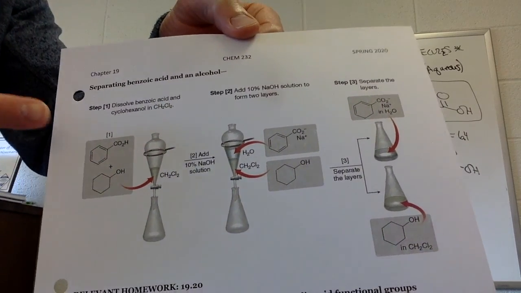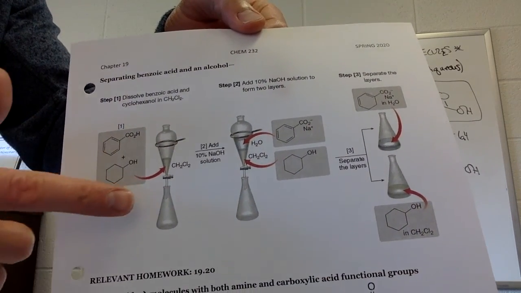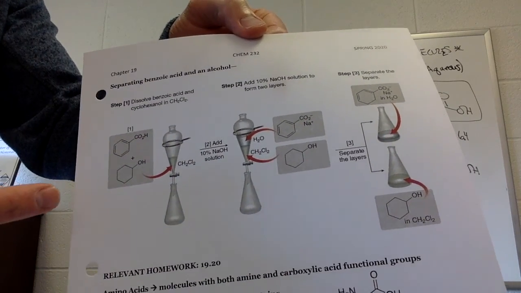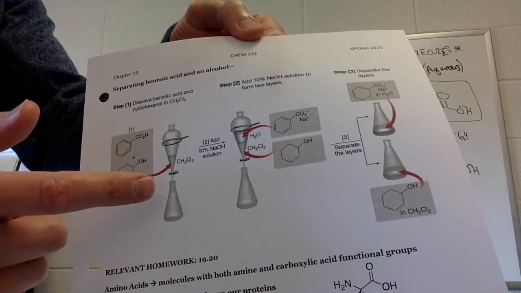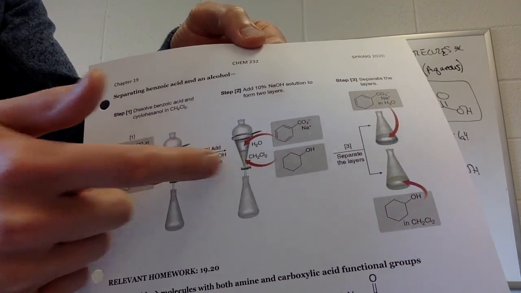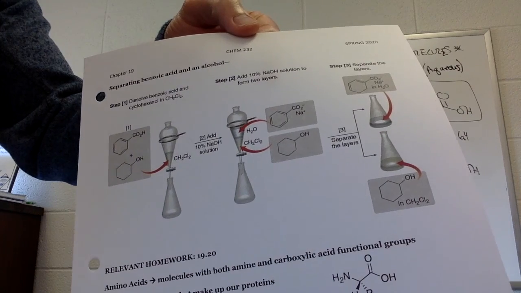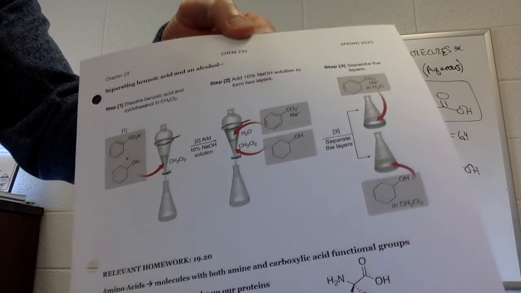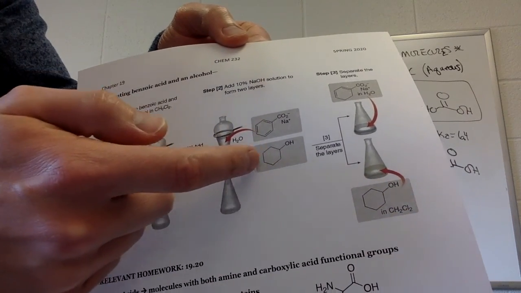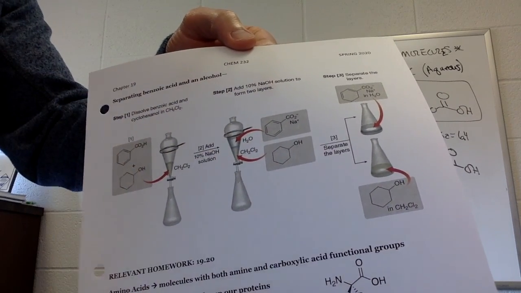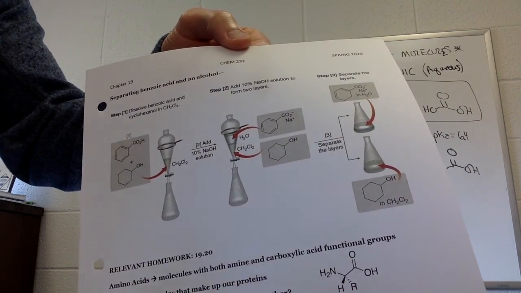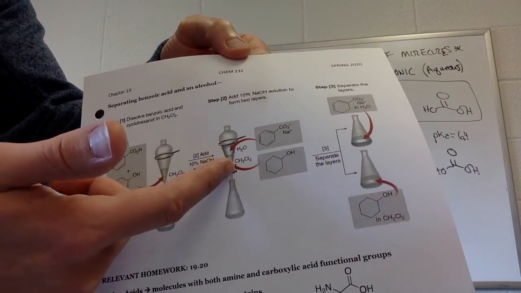So this is what a separatory funnel looks like right there. We have an organic layer that's CH2Cl2, that's dichloromethane. And after we add some aqueous solution, we have two layers. The water's on top, the dichloromethane's on the bottom. That deprotonated carboxylic acid is in the water layer. The alcohol is not deprotonated, or sorry, it's still protonated, so it is neutral, and that leaves it in the organic layer.